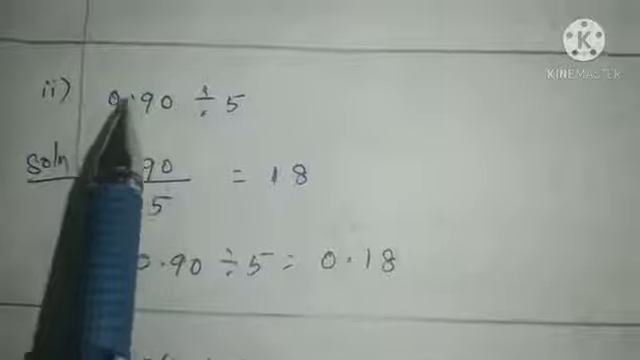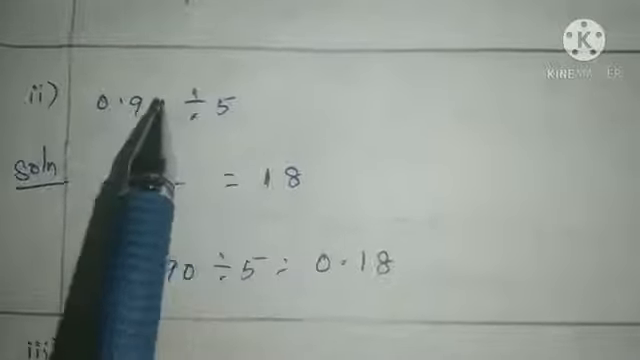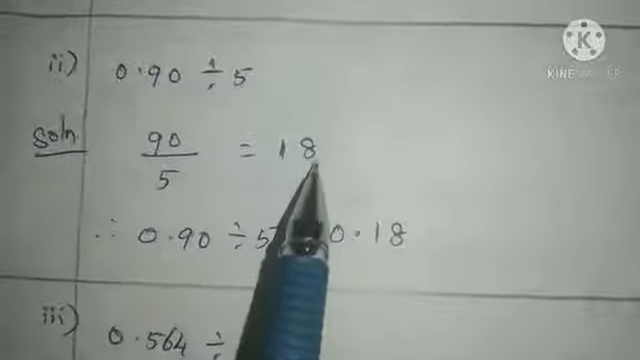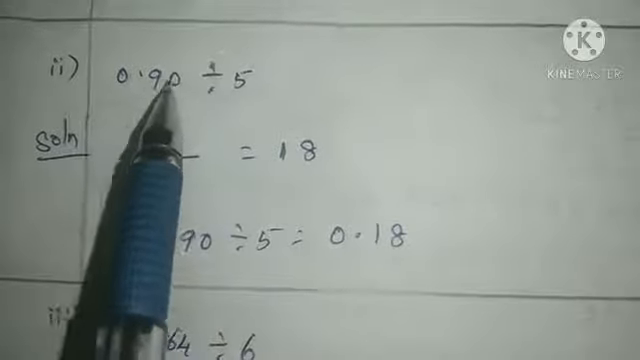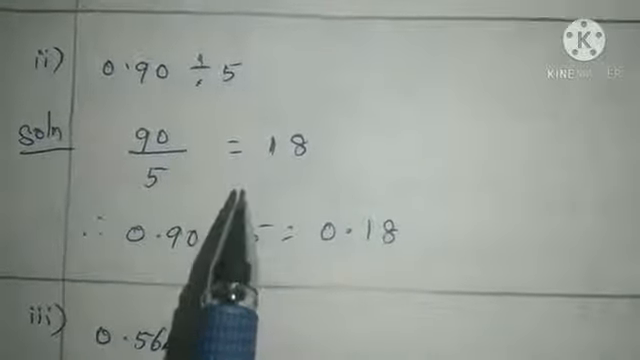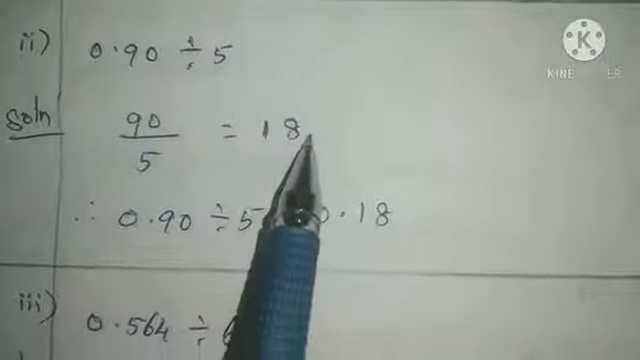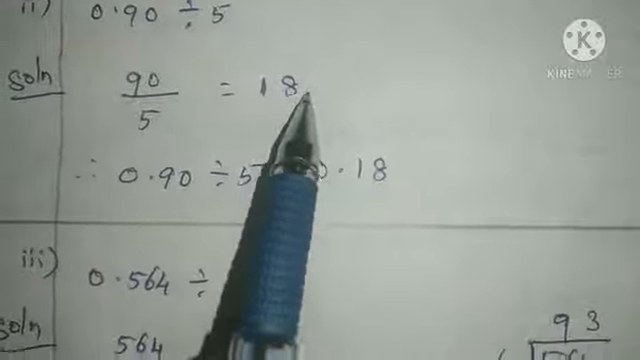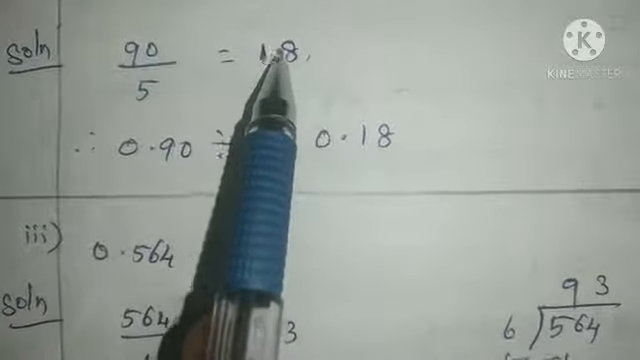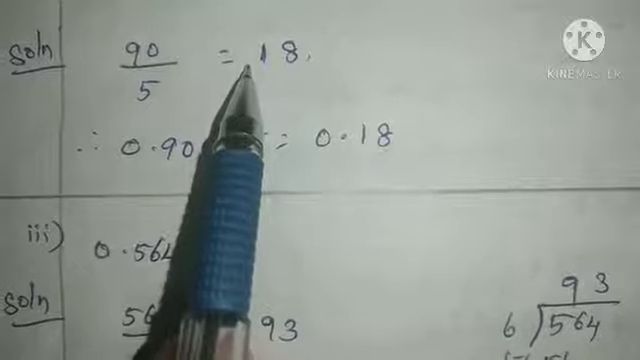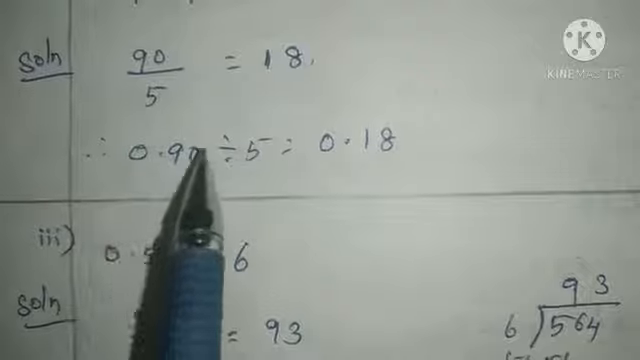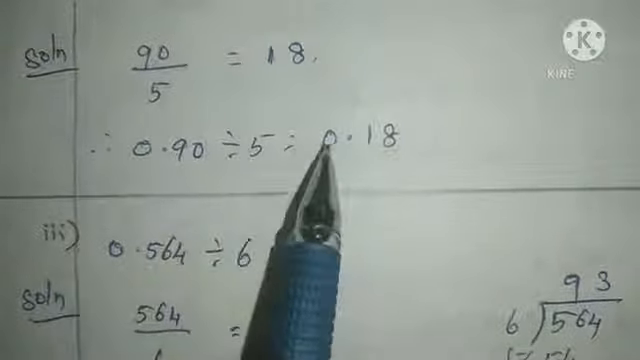Second sum, 0.90 divided by 5. Again, first we are going to divide 90 by 5. We get the answer as 18. In this dividend also we are having 2 decimal places. So in the quotient also we have to have 2 decimal places. Here also the decimal point is at the end of 18. When we are moving 2 decimal places to your left hand side, 1 and 2, the decimal point will move in front of 1, and we get the answer as 0.90 divided by 5 is equal to 0.18.